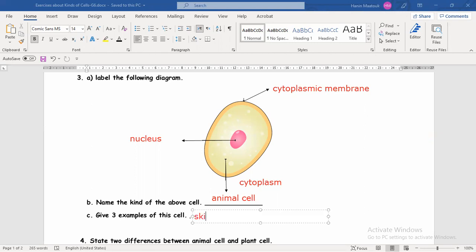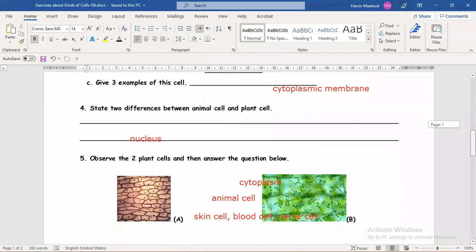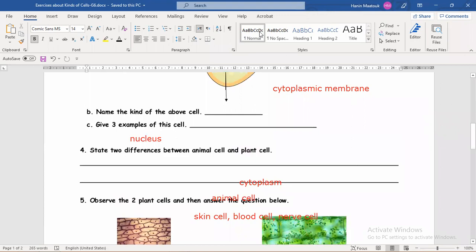So I will write skin cell, I will write blood cell, I will write also nerve cell. You can write any kind of cells. Now, let's continue to number 4, and it's another new question.